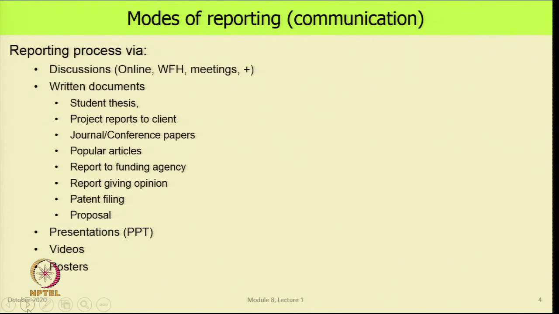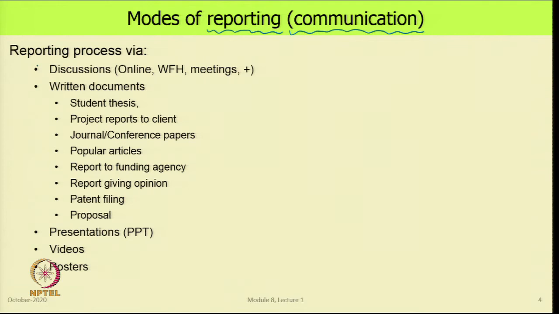So, what are the modes of reporting? What you are saying in general is reporting, which classically means a technical report, a written document. But we are looking at a larger picture, in general communicating findings from an experiment. You can look at it that way. So, there are various ways in which this communication can happen.